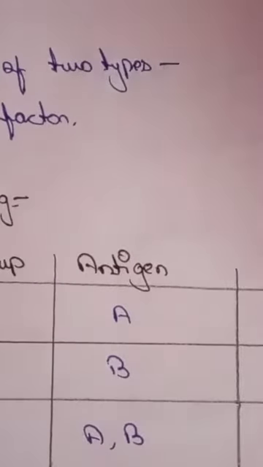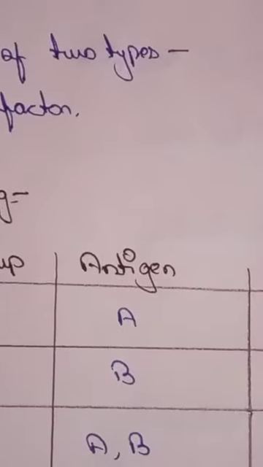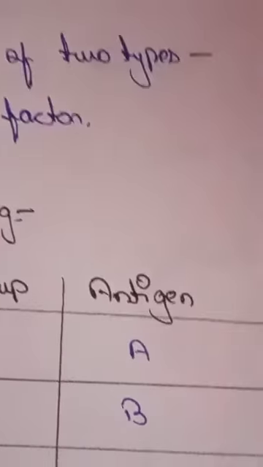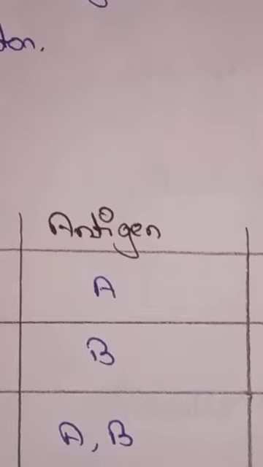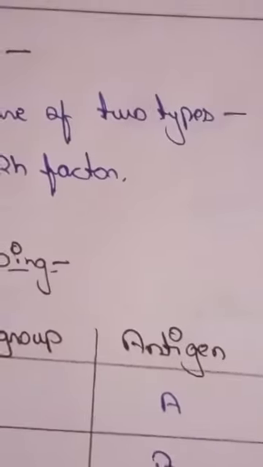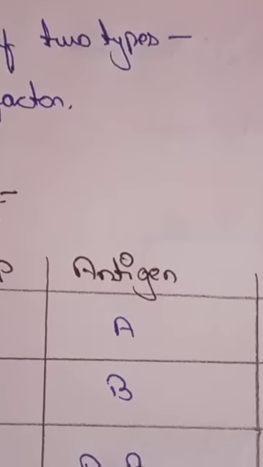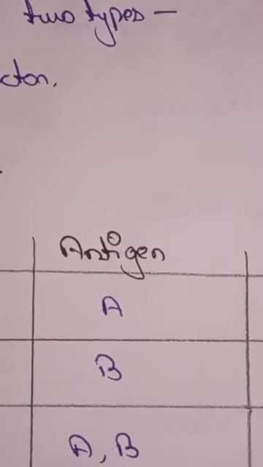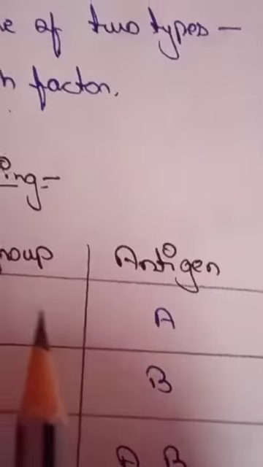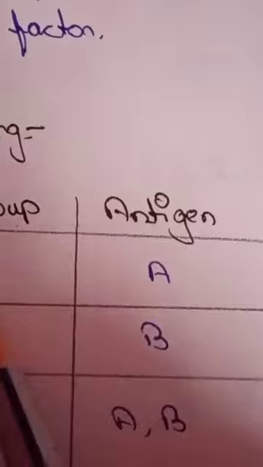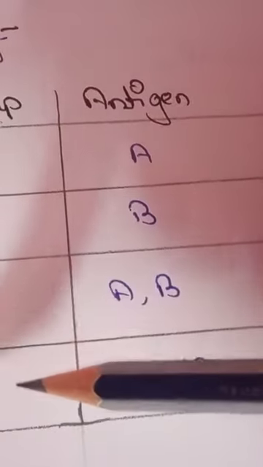Next is blood grouping. How can we determine which blood group a person has? It is A, AB, B or O. Then there is a positive factor and a negative factor also. Blood grouping is of two types: ABO blood grouping and Rh factor. In ABO grouping, the blood groups are A, B, AB and O.